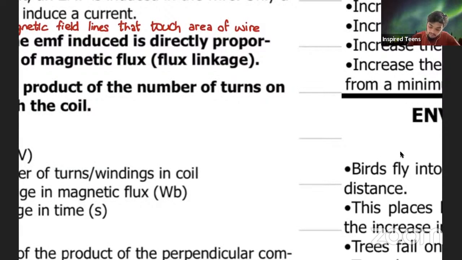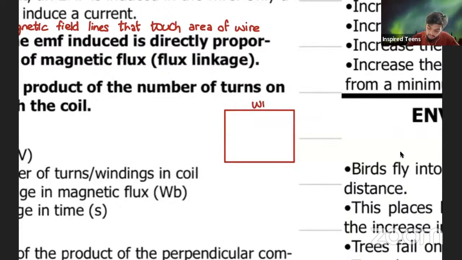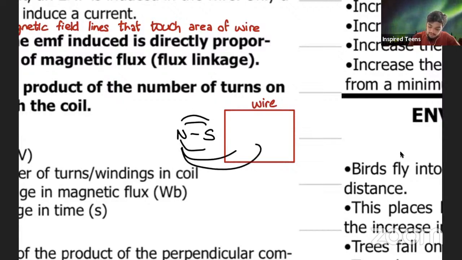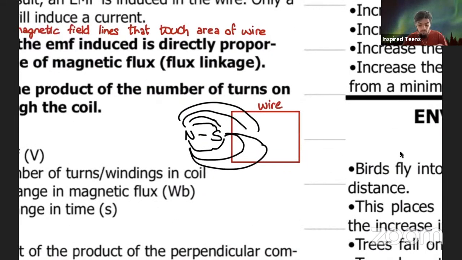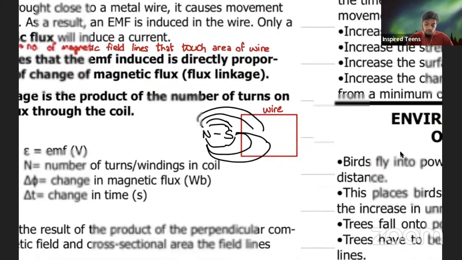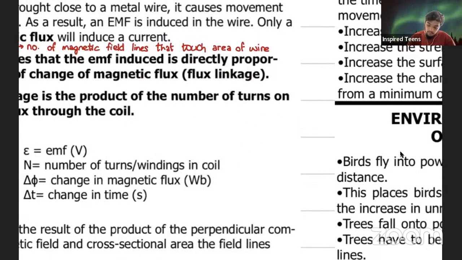Let's just say we have a square cross-sectional area, and this square is wire. Then we have a bar magnet, with north to south field lines around it, whatever they are. The amount of field lines that touch this wire is what we refer to as the magnetic flux, or magnetic flux linkage.